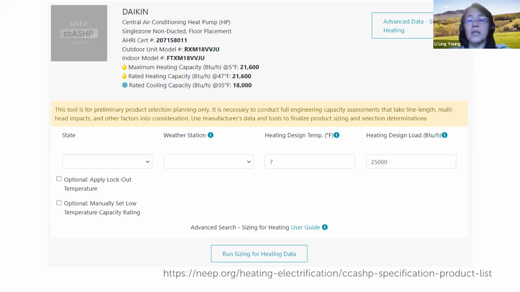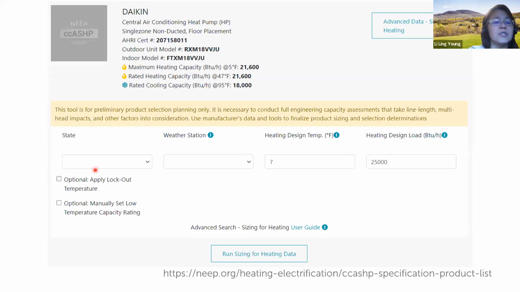Don't put in this 25,000, that would be an entire house. If I have a ductless heat pump on the first floor and a ductless heat pump on the second floor, I'm not going to put in the design load of the entire house for each heat pump when I'm selecting each heat pump. And then these little checkboxes down here.